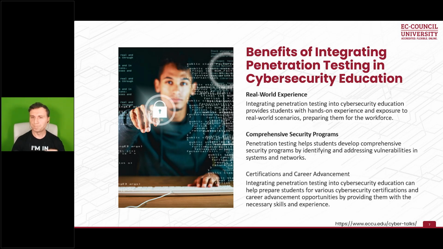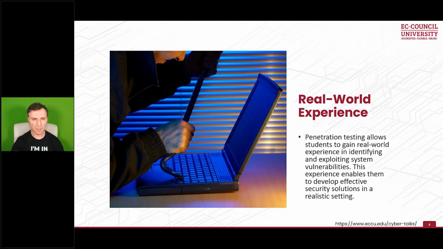All right. So from here, I would like to expand a bit more about the real world experience and about some certificates, popular certificates, at least from EC Council. But again, you're free to choose any certificates. All right, so real world experience.